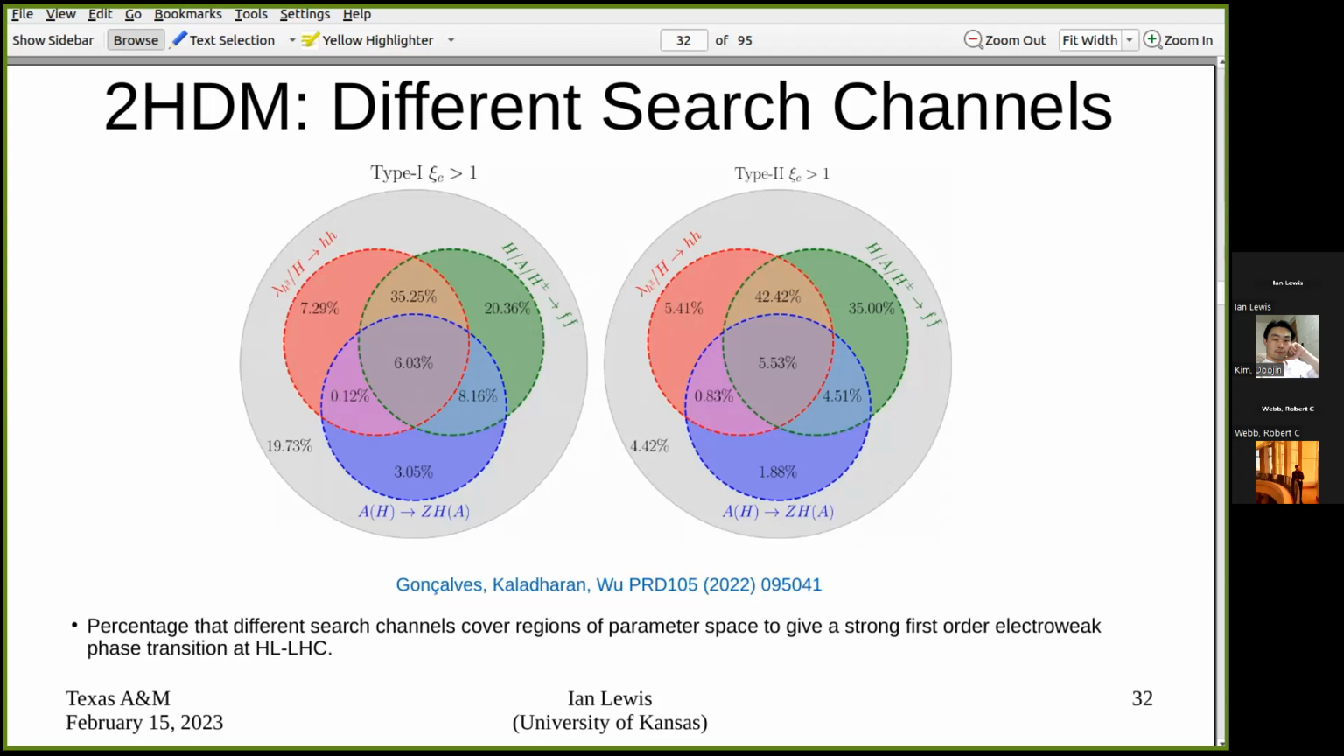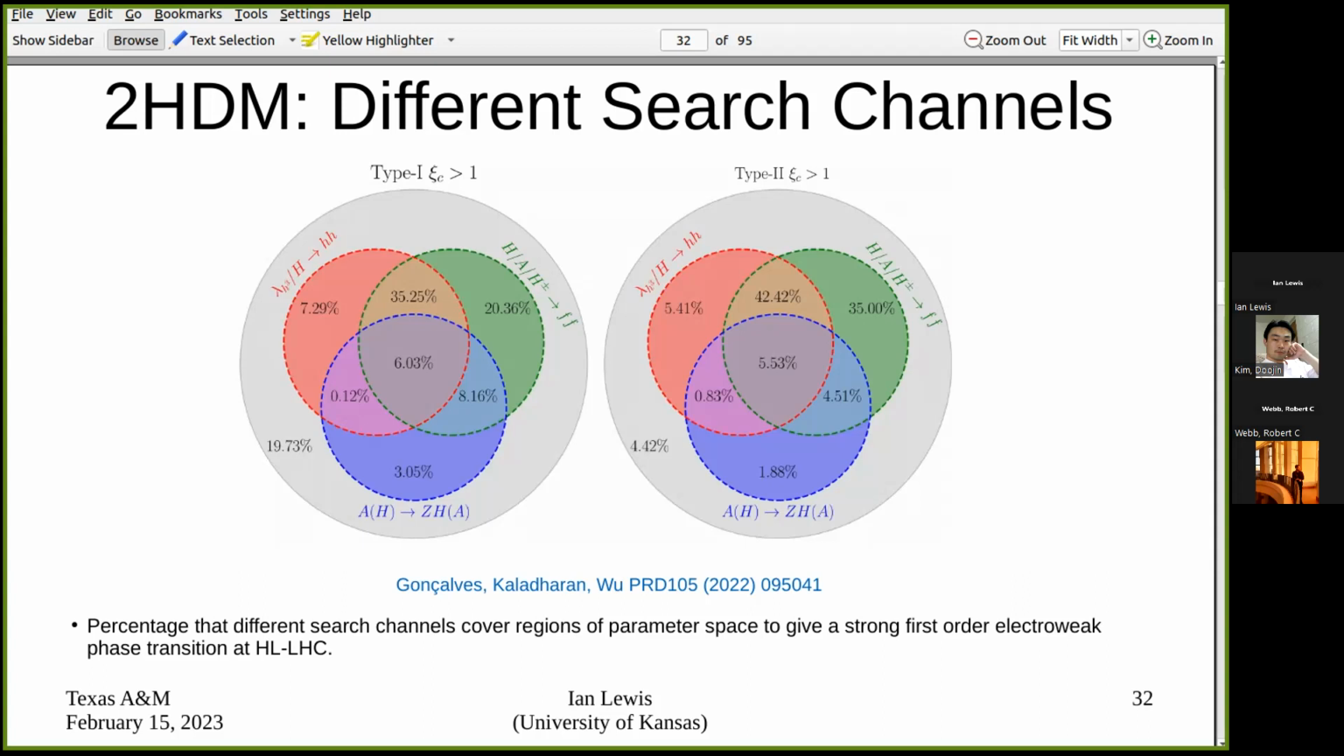Each shaded region is for a specific search, so this is H going to two Higgs, or measuring my trilinear coupling, and that's the amount of parameter space that this search could eat out of my viable parameter space. And you can do H to fermions, you could do A to Z plus H as well, and you can map out a lot of the current parameter space that gives me electroweak phase transition. At the HL-LHC, about 20% of parameter space will survive for type 1. For type 2, when I put all these things together, about 4%. So the HL-LHC can actually do quite well.